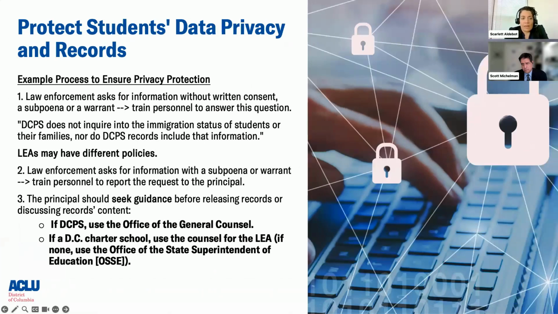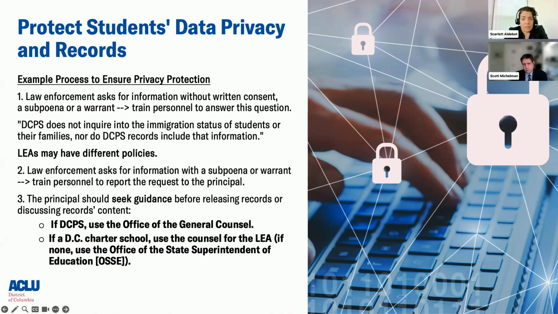So for example, you may have law enforcement ask for information without written consent from a parent, guardian, or an adult student, and without a subpoena or a warrant. So schools can train personnel to answer that question, which is essentially that you don't release information about students to any third party without appropriate consent or a court document authorizing that release.